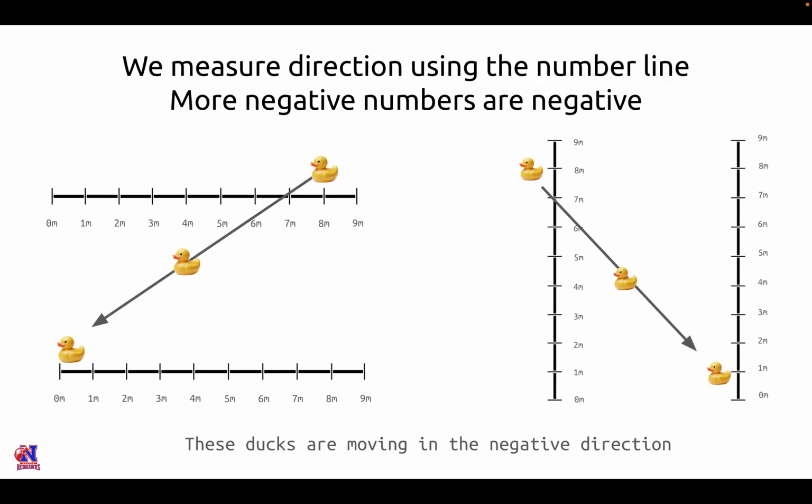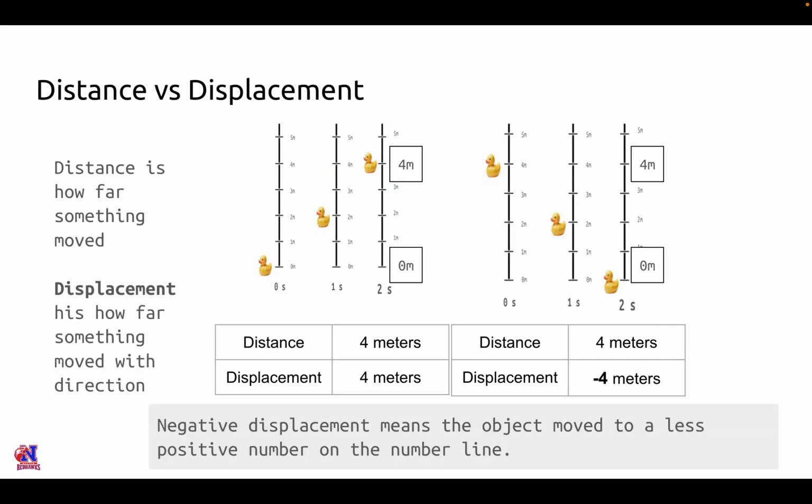We can measure direction in the negative direction if the number of the duck gets less positive. So on the left, the duck moves from 8 down to 0, and on the right, the duck moves from 8 down to 1. So both of these ducks are moving in a negative direction. The displacement is negative. On the left, it's negative 8, and on the right, it's negative 7. But because the duck is moving to a lower number or a less positive number, you have negative direction.